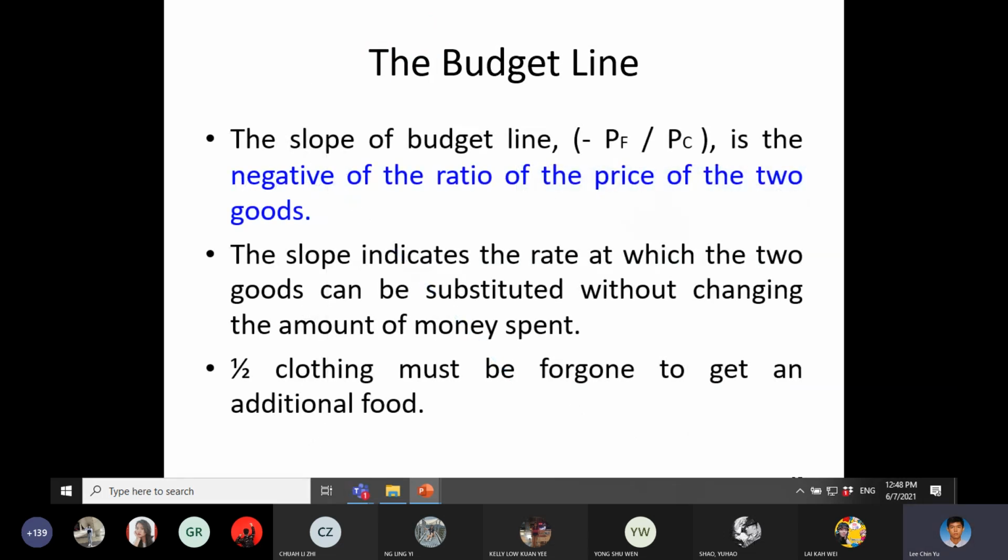So the slope of the budget line is the negative of the ratio of the prices of the two goods. The slope indicates the rate at which the two goods can be substituted without changing the amount of money spent, because we fix the money here, right? So over here we get 0.5, meaning that half a unit of clothing must be forgone to get an additional unit of food.